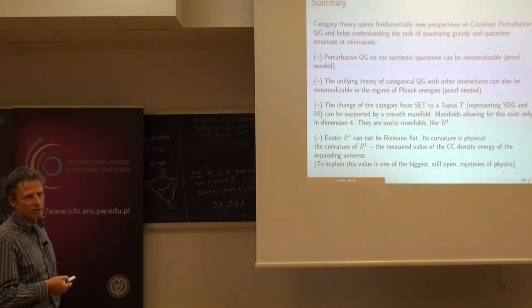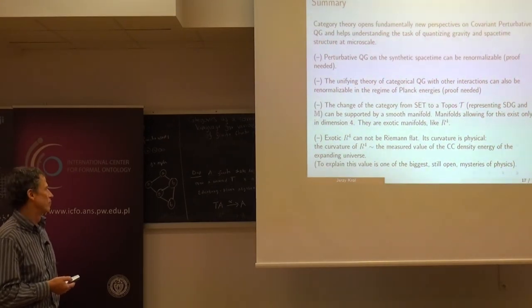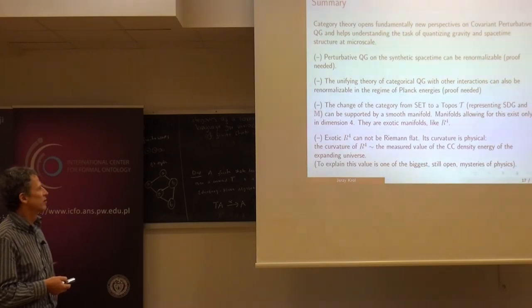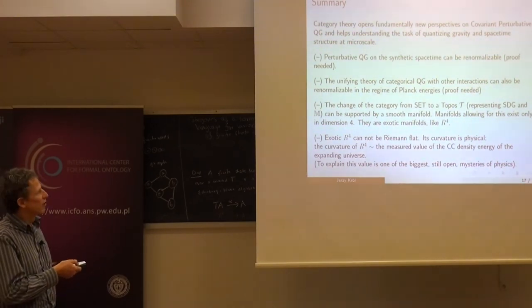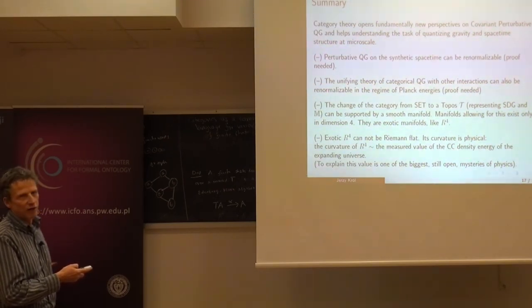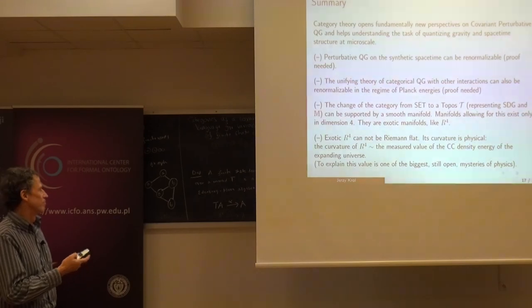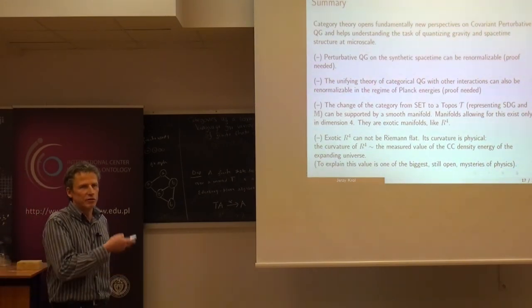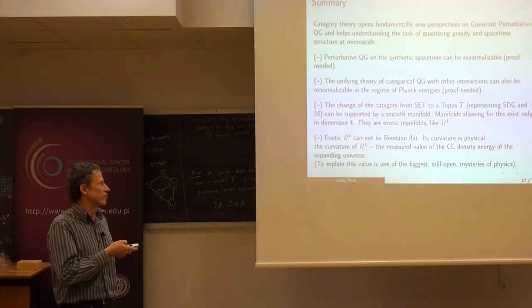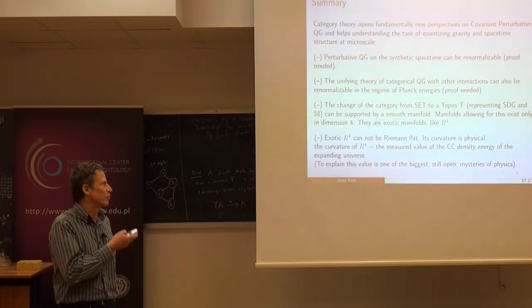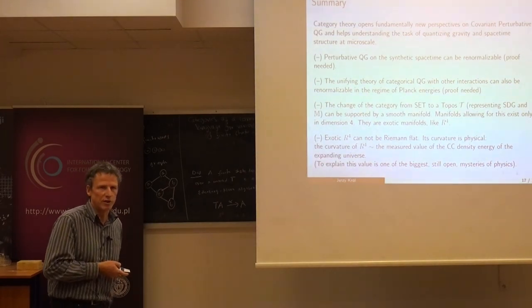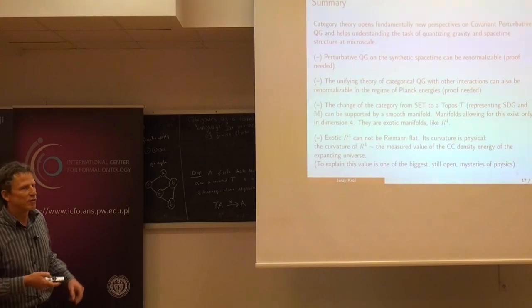And this is probably one of the biggest mysteries in physics: how to obtain the real physical value of the cosmological constant, the energy density. One proposition is that such a realistic value can be obtained from the curvature of exotic R4. Thank you very much. That's all.